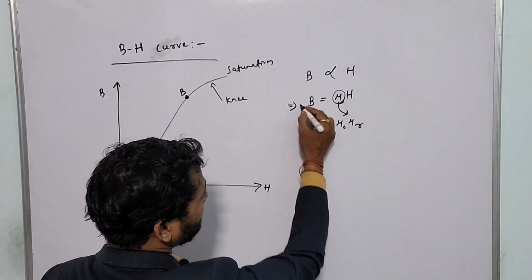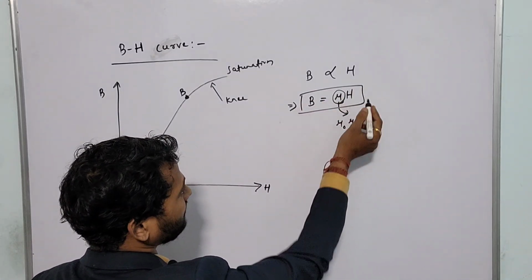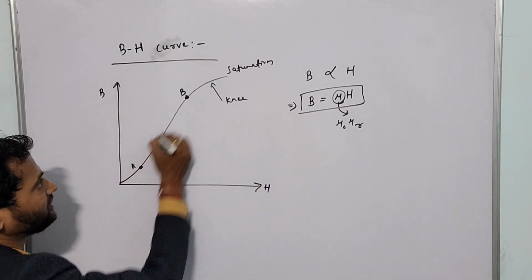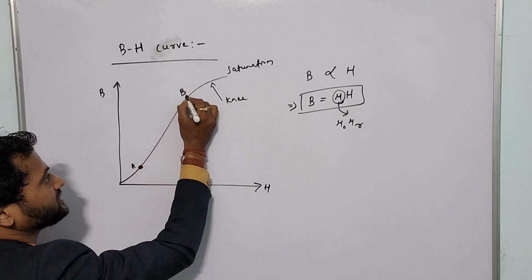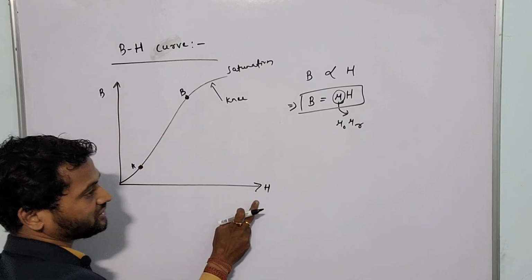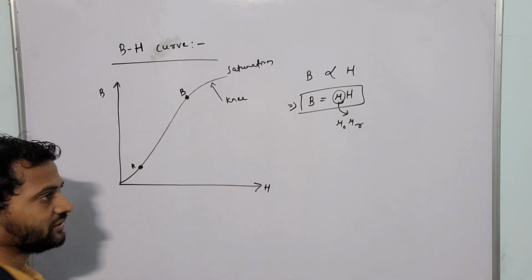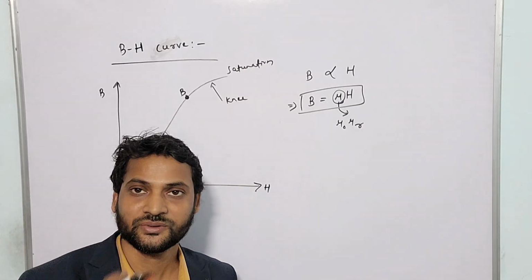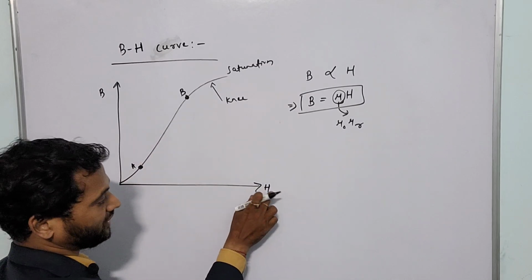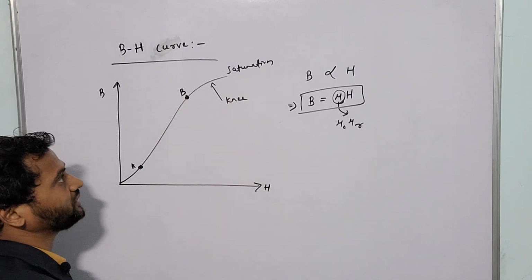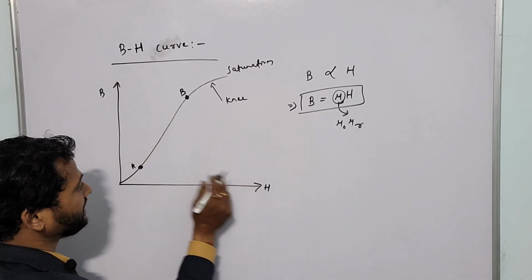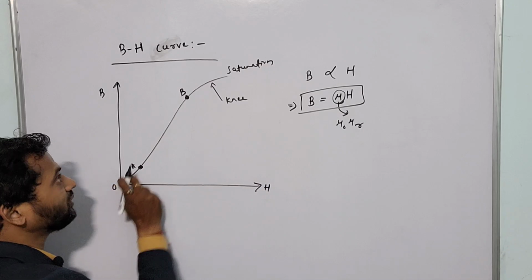Understood? Since B is equal to mu into H, if we increase the value of H, B will increase. So the graph will be linear like this, from A to B. But beyond B, B will not follow H linearly because of the saturation property of the magnetic material. Any kind of magnetic material will have its own saturation property. So up to a certain extent, B is directly proportional to H. Beyond that, it cannot. So the nature of B will be linear with respect to H from O point to B point.